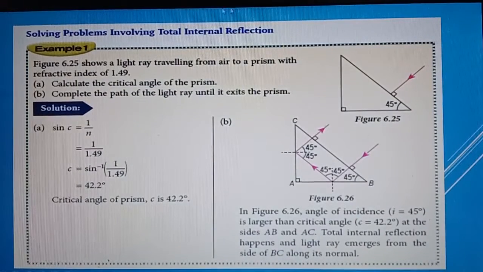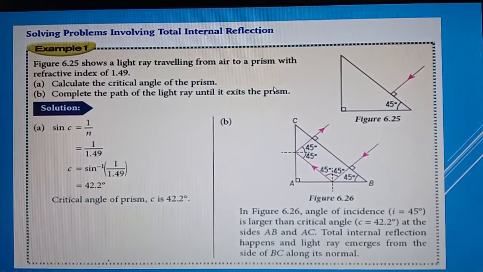Okay, let's discuss some of the problems involving total internal reflection. So example 1, figure 6.25 shows a light ray traveling from air to a prism with a refractive index of 1.49. Okay, this is a 45 degrees prism. Calculate the critical angle of the prism. Complete the path of the light ray until it exits the prism.